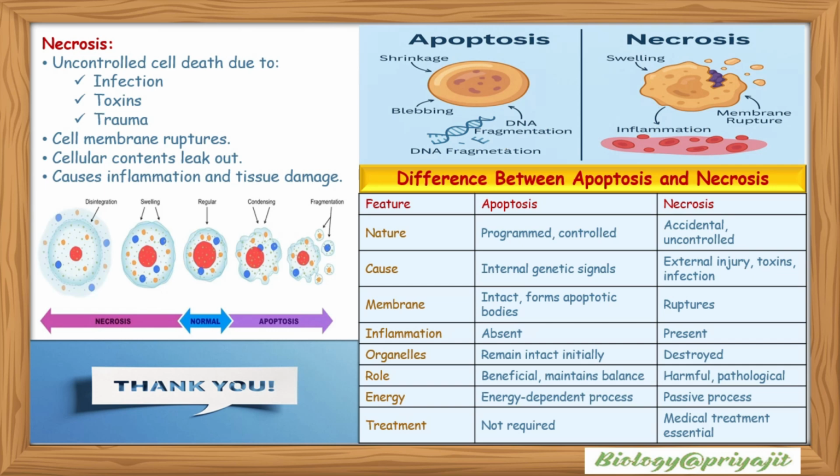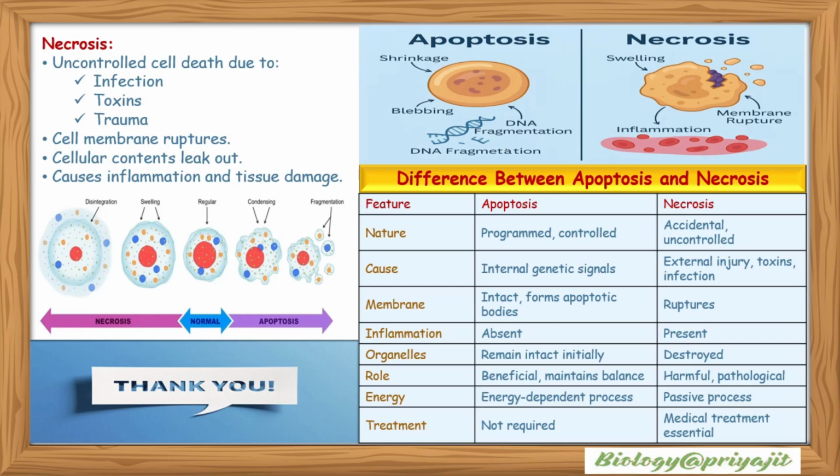Necrosis is uncontrolled cell death due to infection, toxins, and trauma. The cell membrane ruptures, cellular contents leak out, and it causes inflammation and tissue damage. So this is a normal cell. It undergoes necrosis and apoptosis. In necrosis it swells and disintegrates irregularly. In apoptosis it condenses and fragments.